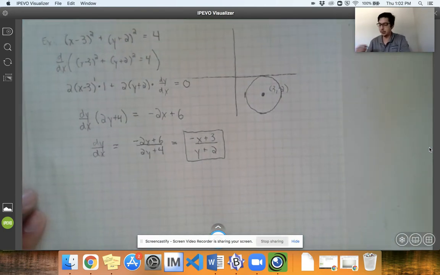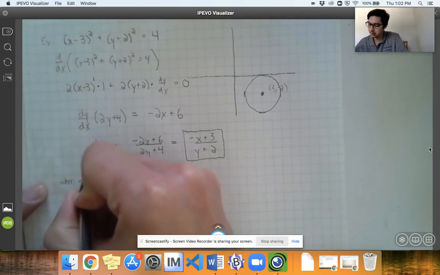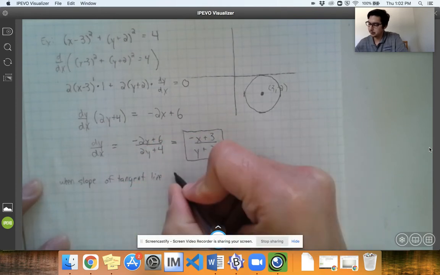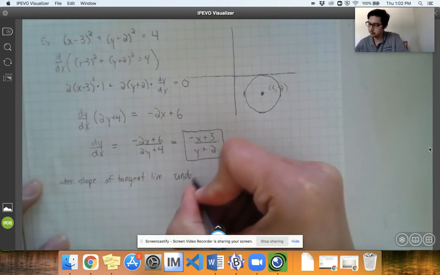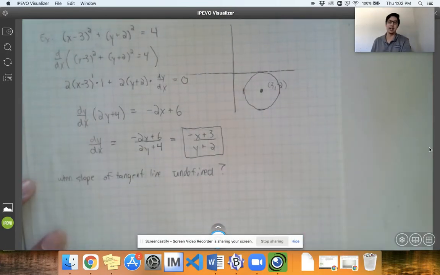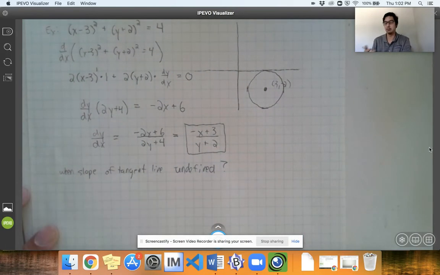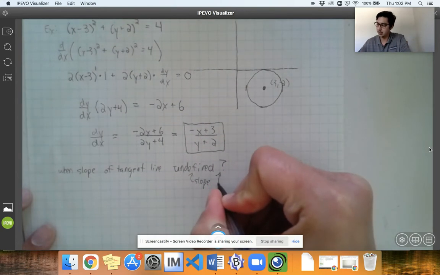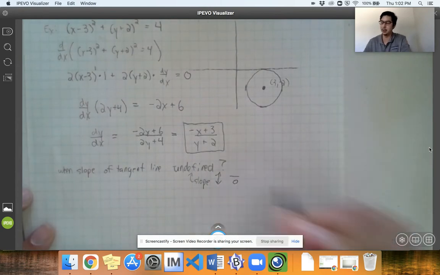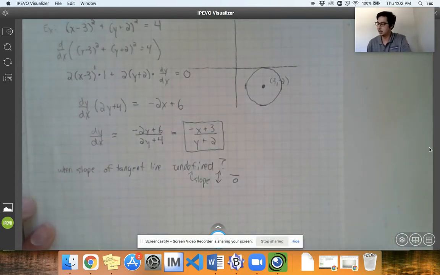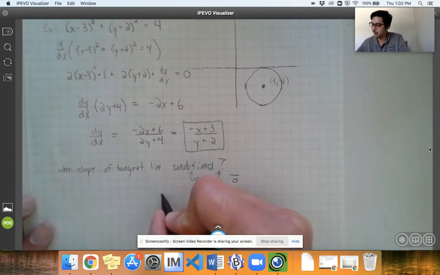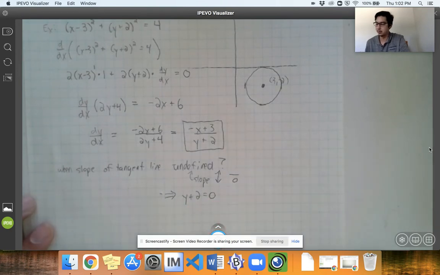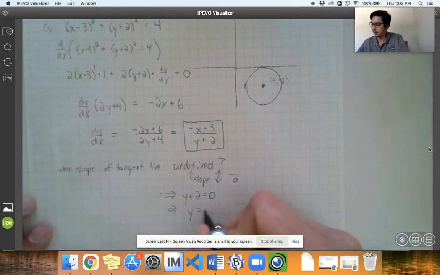Now, what if the question were to say, when is the slope of the tangent line undefined? What if it asked that question? How would you go about that? Now, undefined means that the slope is vertical. Undefined slope also means that you have something over 0 because you can't divide by 0. So in this case, when is the slope undefined? Well, that's going to be the case when the denominator, y plus 2, equals 0, which implies that y would have to equal -2.